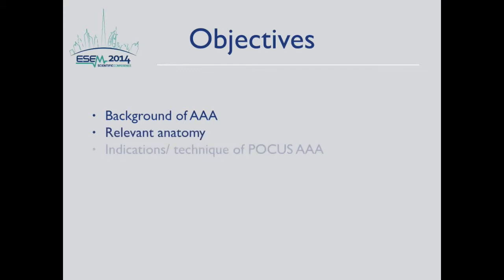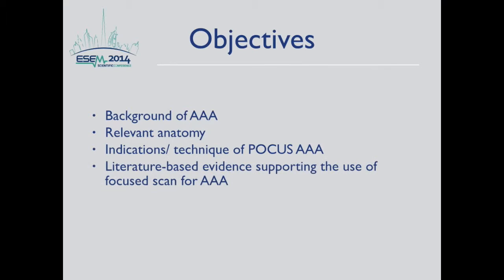The objectives of this talk include reviewing a background on abdominal aortic aneurysm and relevant anatomy, and then we will focus on the indication and the technique of performing an abdominal aortic aneurysm scan. What is the evidence in the literature supporting the use of this ultrasound exam? We will also cover the limitations and pitfalls, and finally, review some ultrasound protocols of how to incorporate this scan into your clinical practice.